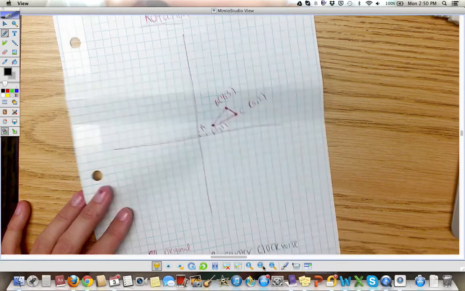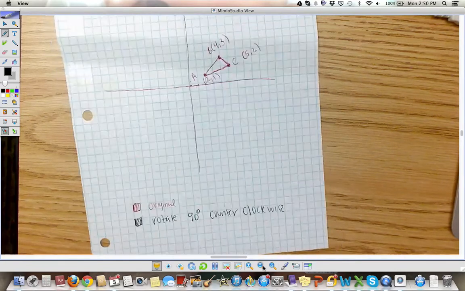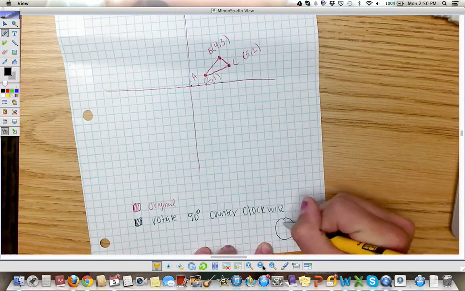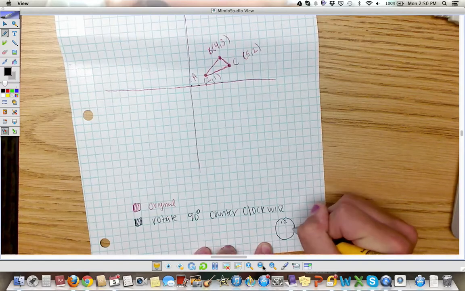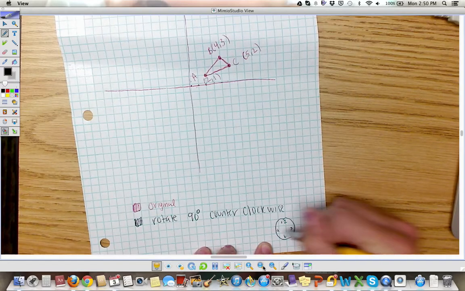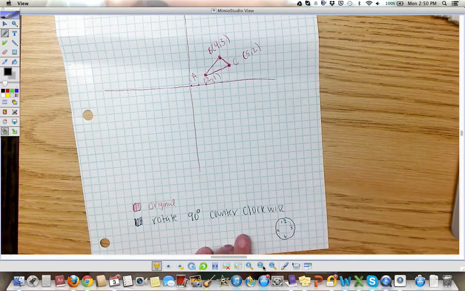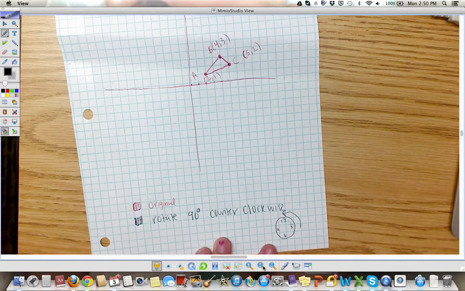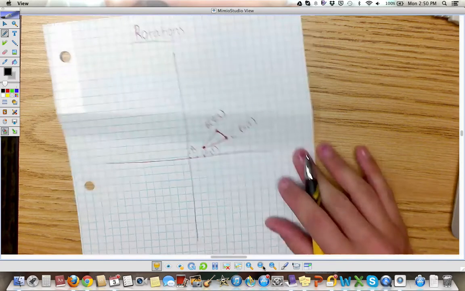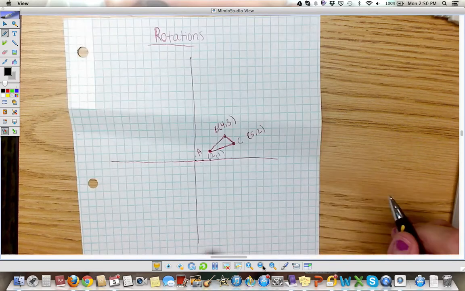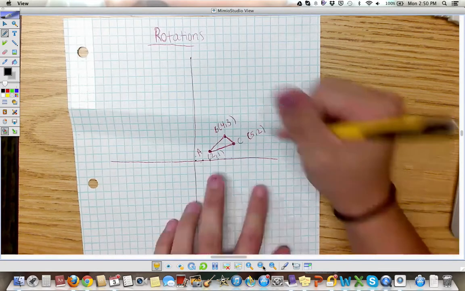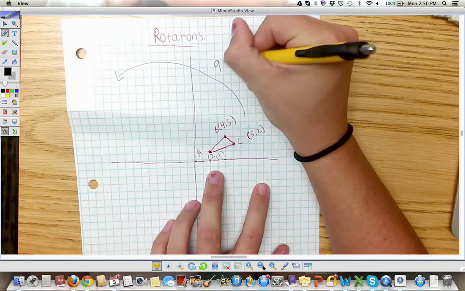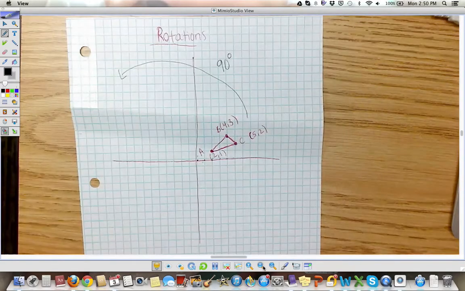If you're having trouble with counterclockwise, think of an actual clock. All right, so here's 12, 3, 6, 9. A clock normally goes this way, so we're going counterclockwise. That means we want to go this way. We're going to go 90 degrees, which is one turn. To do one turn, that means we're going to go from here to here, 90 degrees. So we're going to move this.